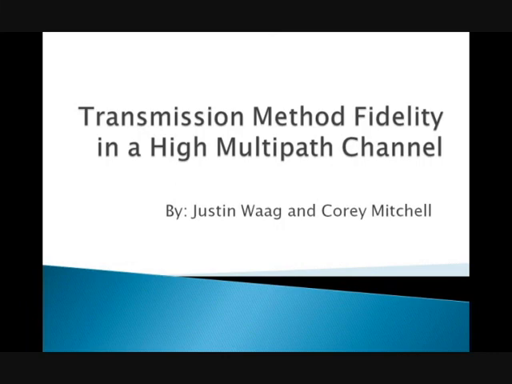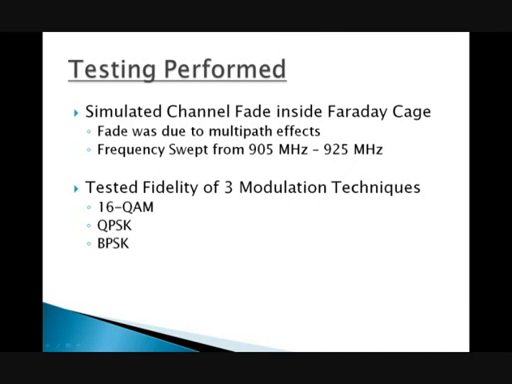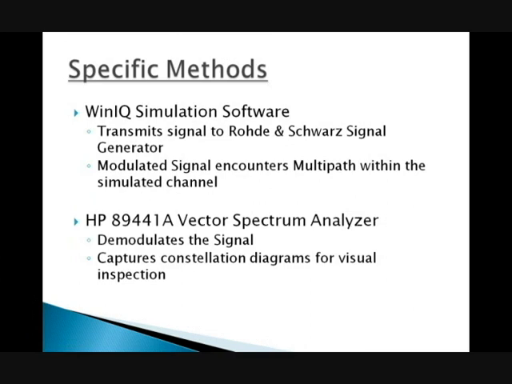For our final project, we tested the effects of multipath on various transmission methods. We used a Faraday cage to simulate the channel and multipath effects. We swept the frequency from 905 MHz to 925 MHz, and we tested the fidelity of three modulation techniques: 16 QAM, QPSK, and BPSK. As far as specific methods, we use the WinIQ simulation software to generate various signals and modulation types, and then we use the vector spectrum analyzer to demodulate the signal into its constellation diagrams.